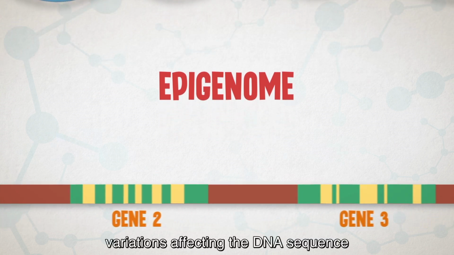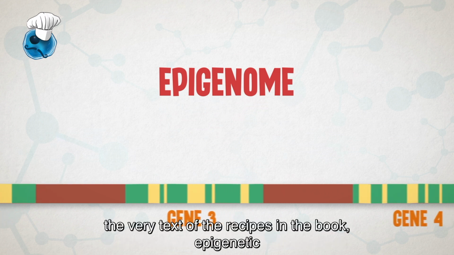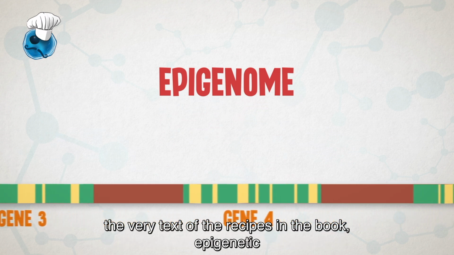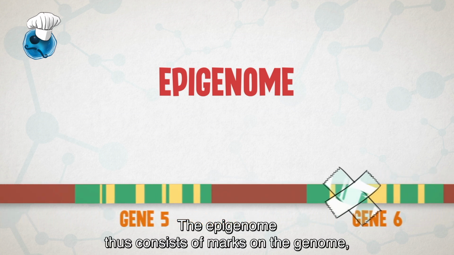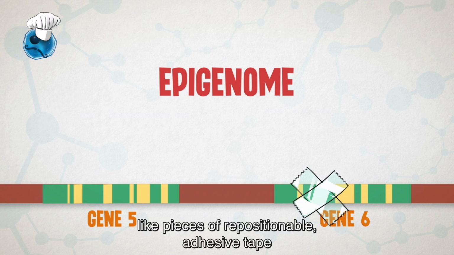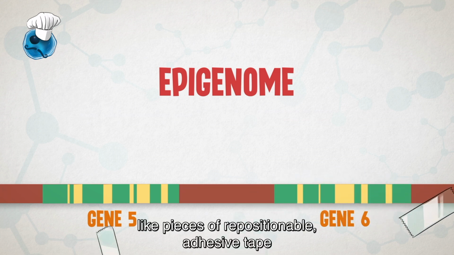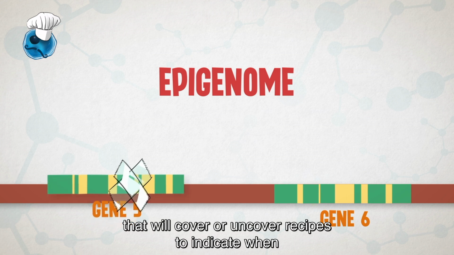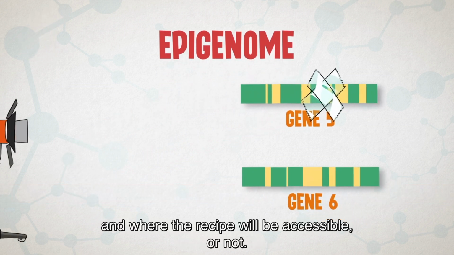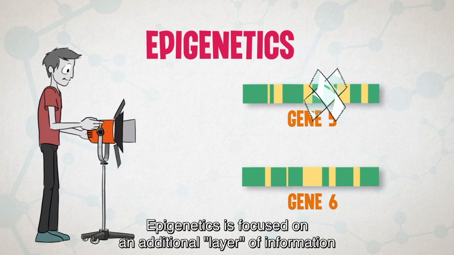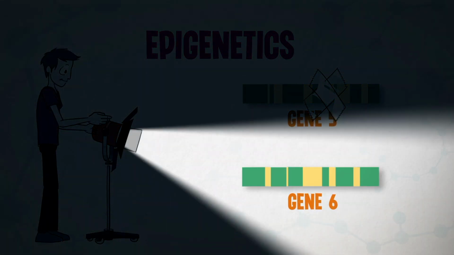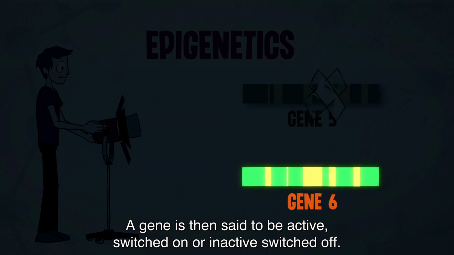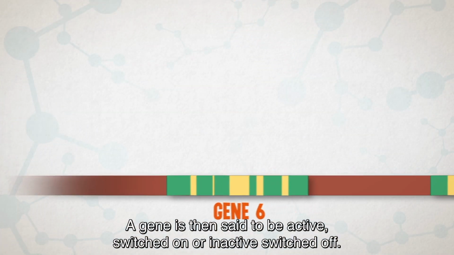As opposed to variations affecting the DNA sequence, the very text of the recipes in the book, epigenetic modifications can be reversible. The epigenome thus consists of marks on the genome, like pieces of repositionable adhesive tape that will cover or uncover recipes to indicate when and where the recipe will be accessible or not. Epigenetics is focused on an additional layer of information that defines how these genes will be used or not by a cell. A gene is then said to be active, switched on, or inactive, switched off.